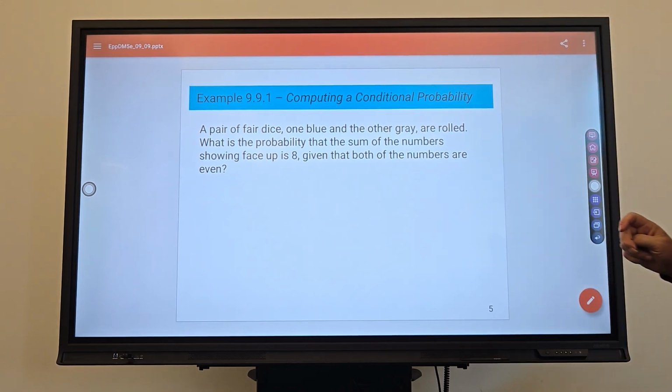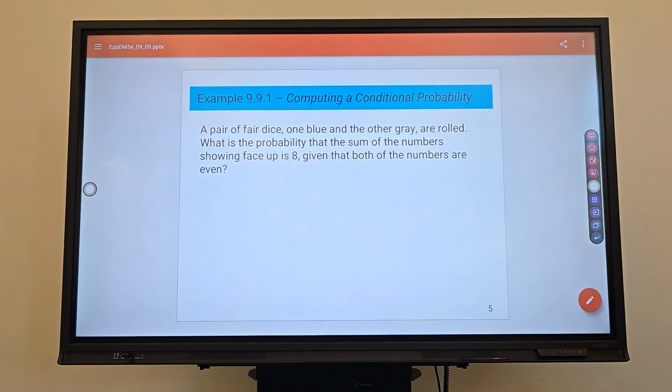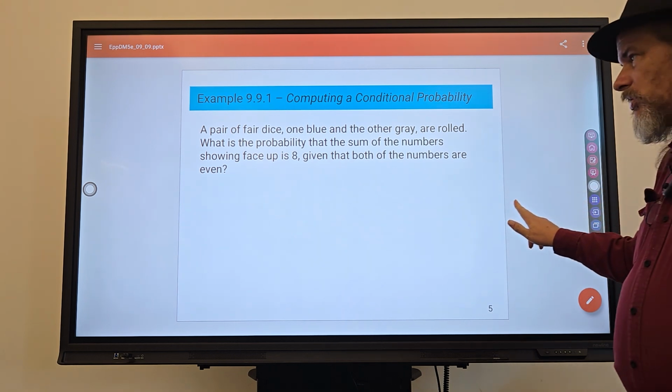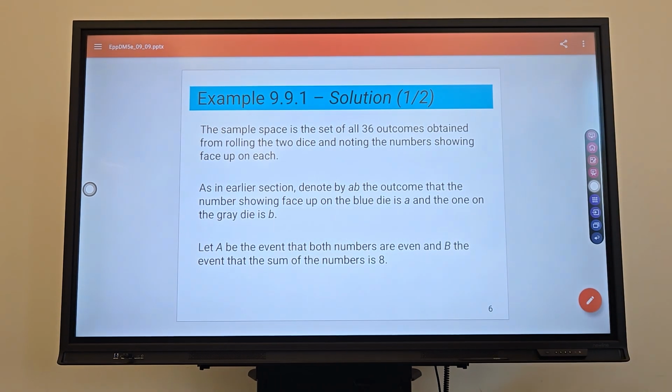Like a pair of fair dice, one blue and the other gray, are rolled. What is the probability that the sum of the numbers showing face up is 8, given that both of the numbers are even? The sample space is the set of all 36 outcomes obtained from rolling 2 dice and noting the numbers showing face up on each.